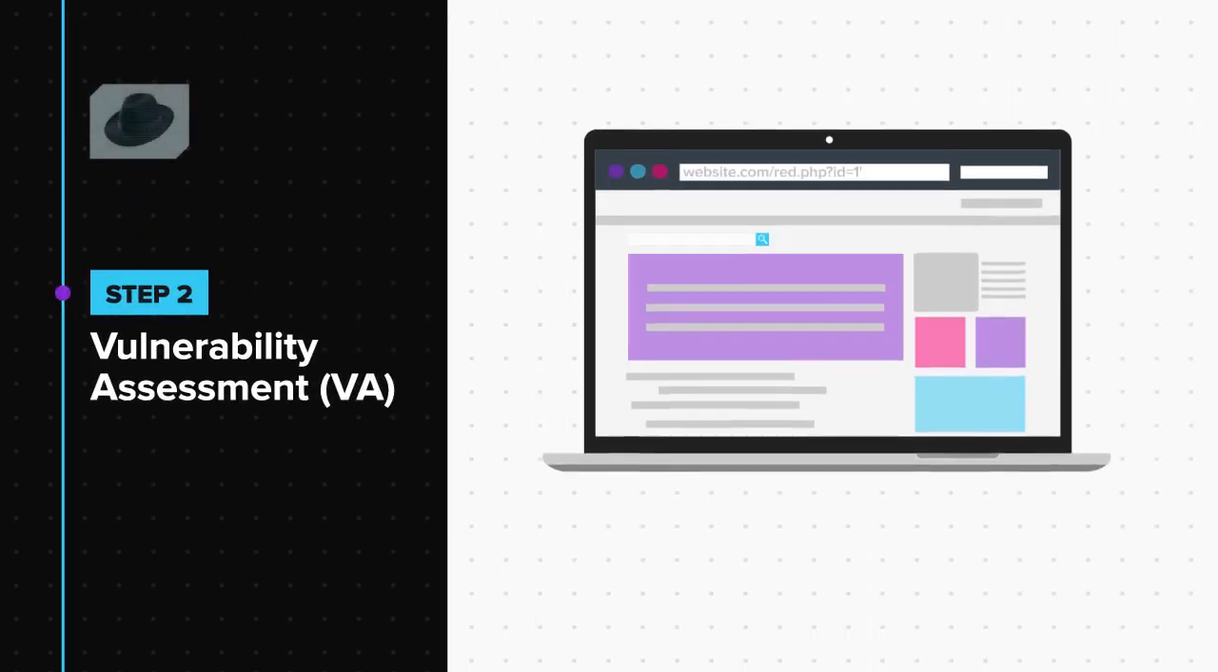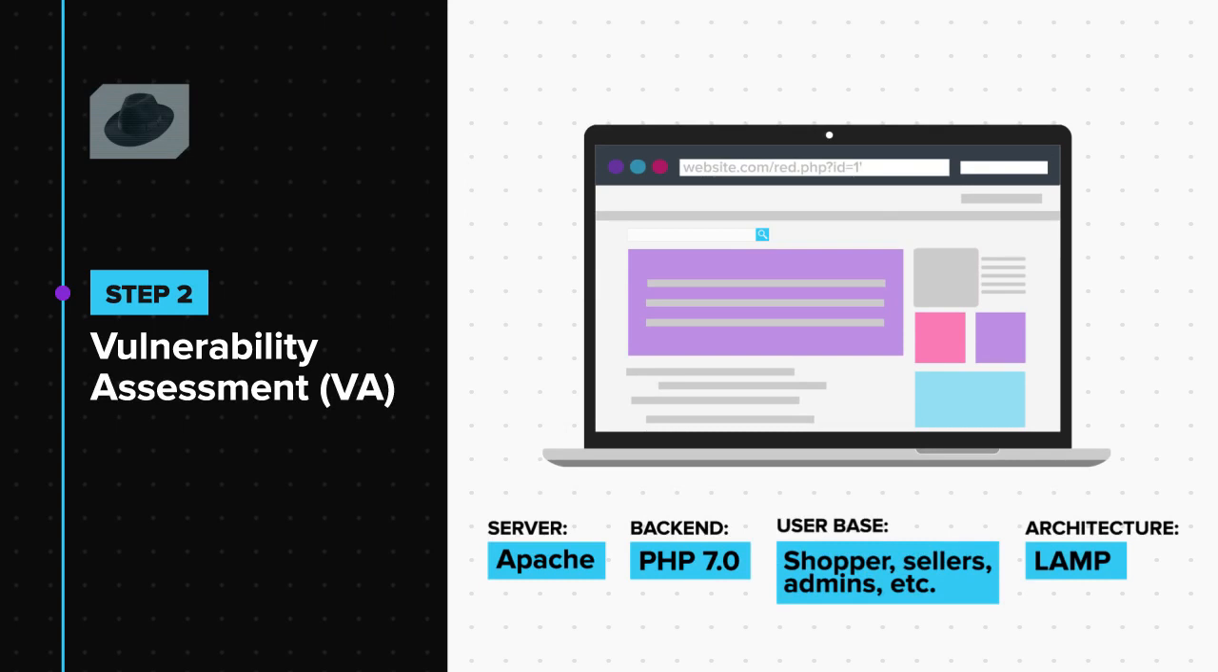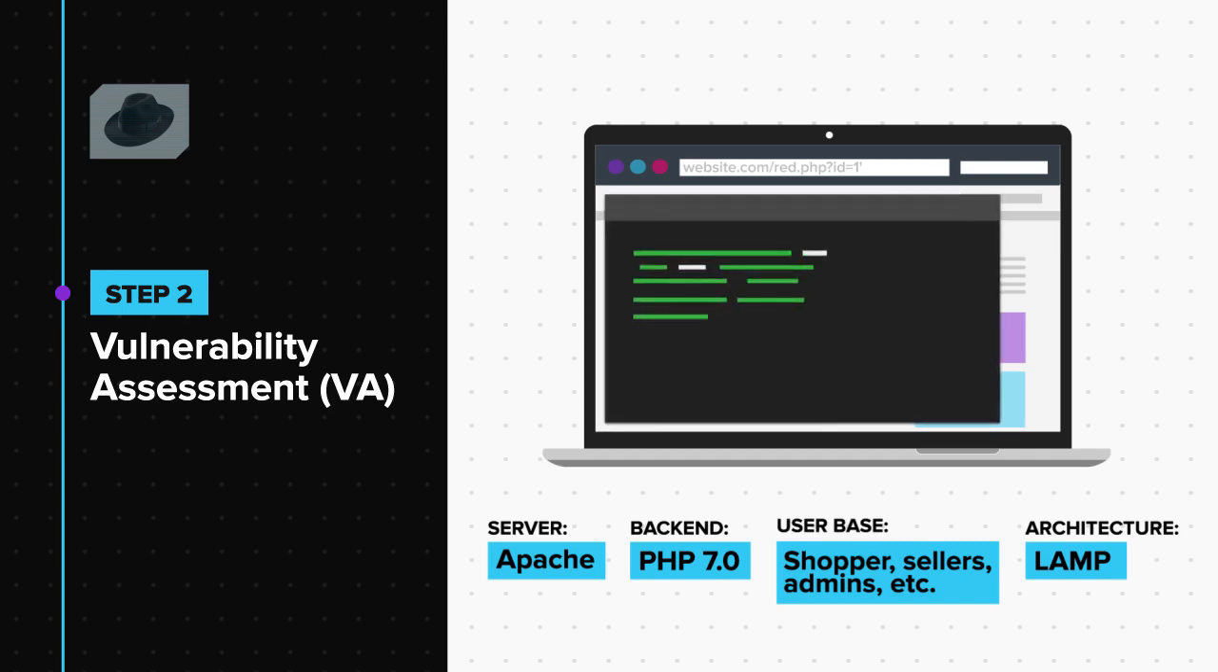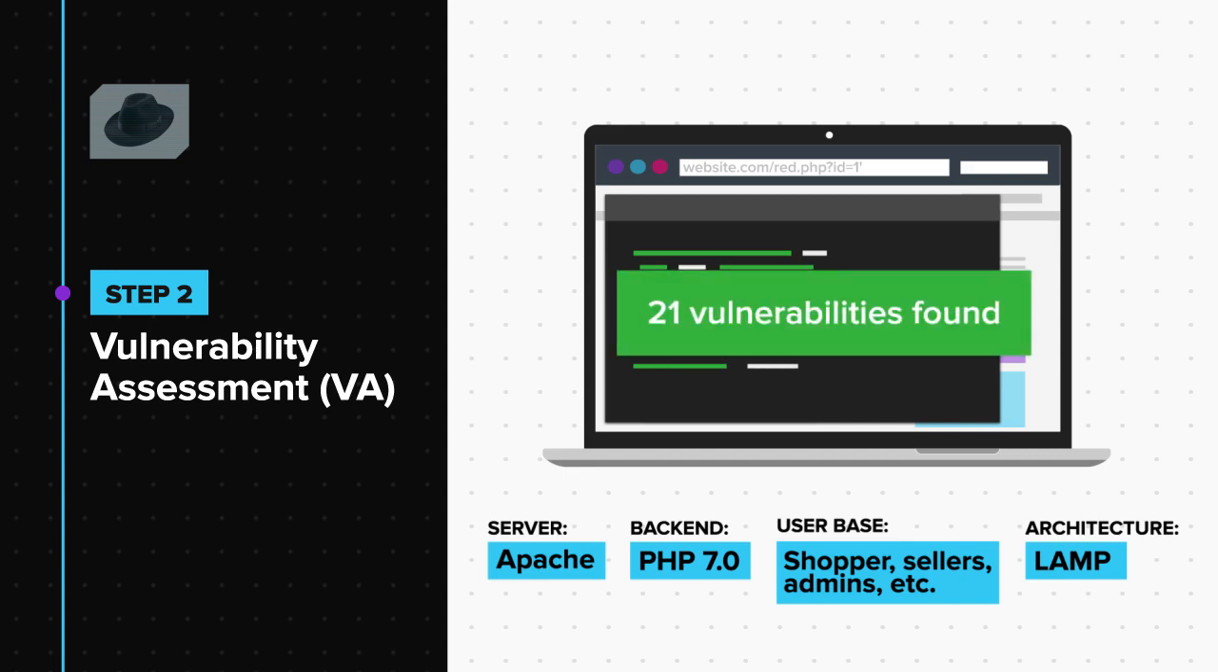Coming back to VA, now that the hacker has gathered information about the target, he uses a combination of manual techniques and automated tools to find vulnerabilities in the website. These tools run through the entire web application and point out possible vulnerabilities in it. Meanwhile, the hacker also checks for bugs and errors in the application.